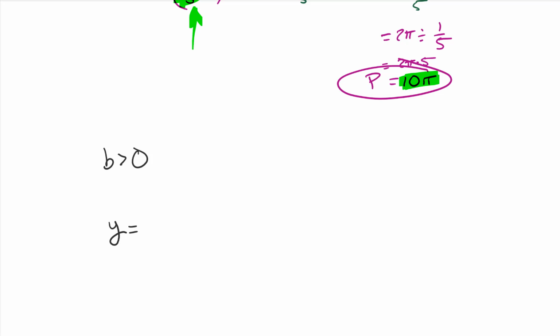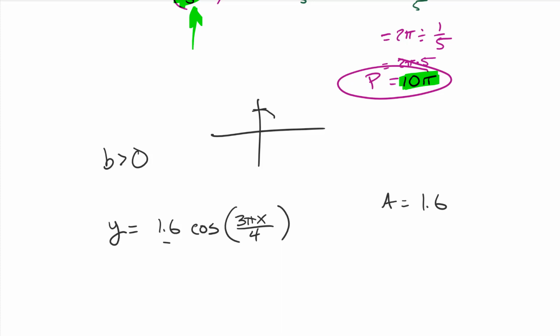Okay, so let's call it 1.6 times cosine of, and now let's call it 3 pi x over 4. Last one. Real quickly, amplitude, just call it 1.6. That thing's positive, so that means we'll be starting up top at 1.6 and then traveling down to our negative 1.6.